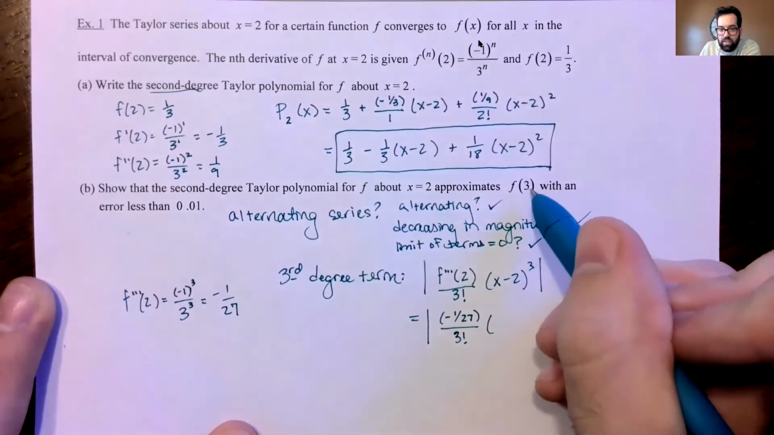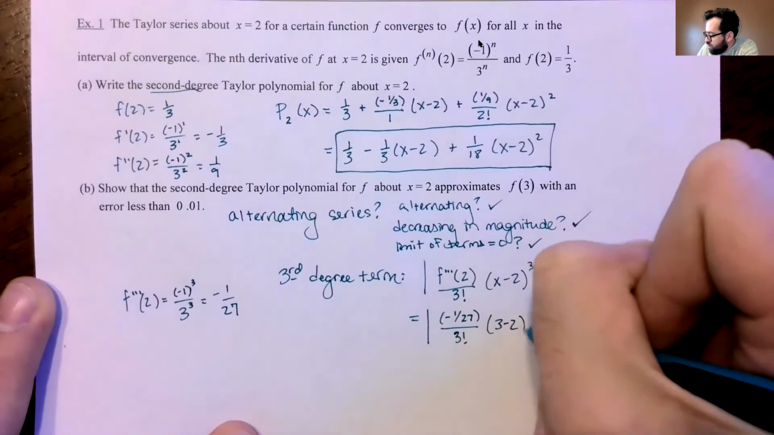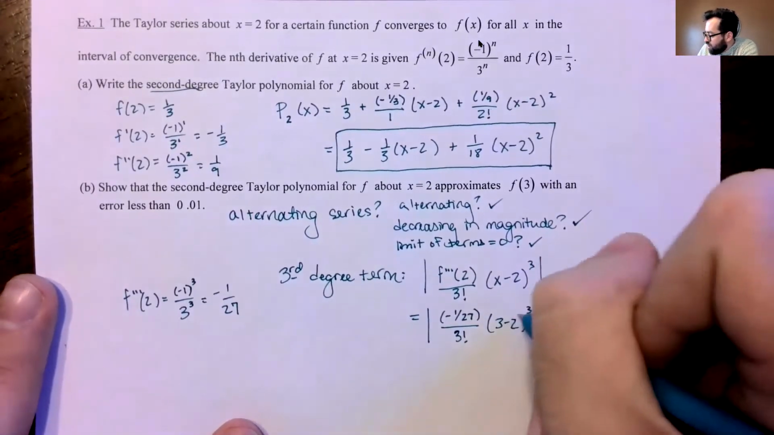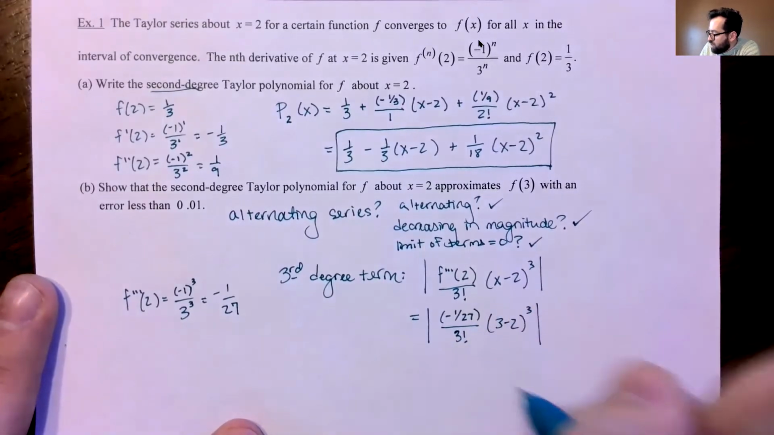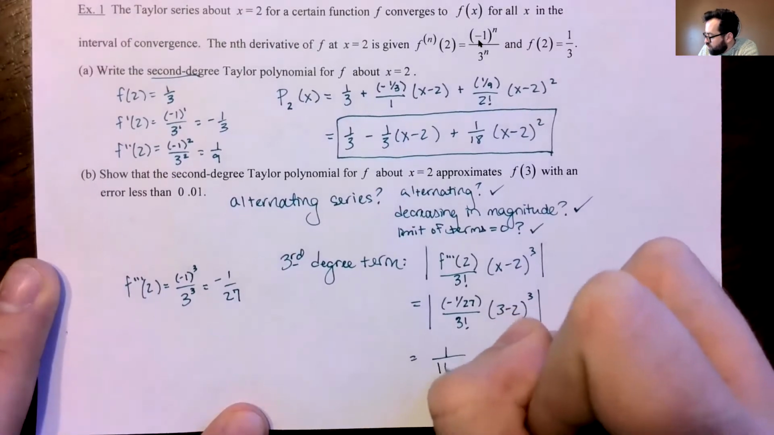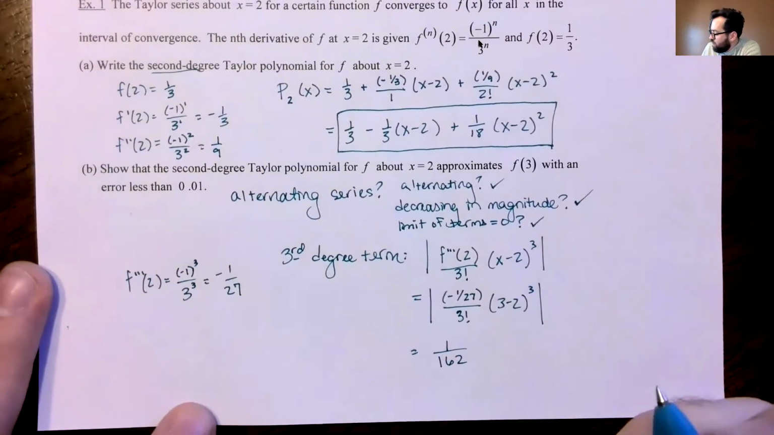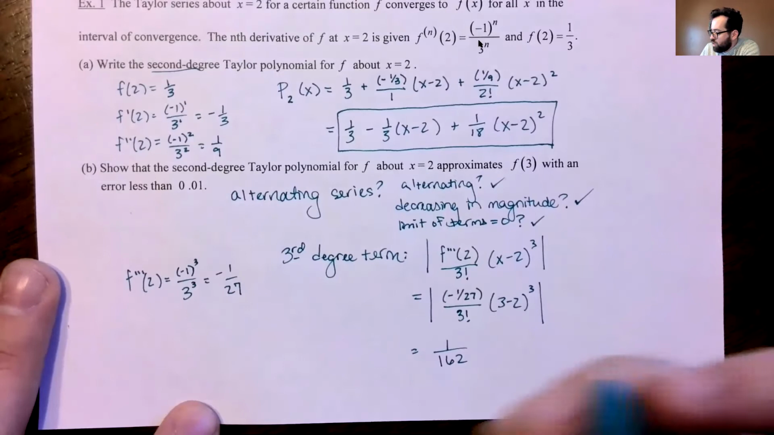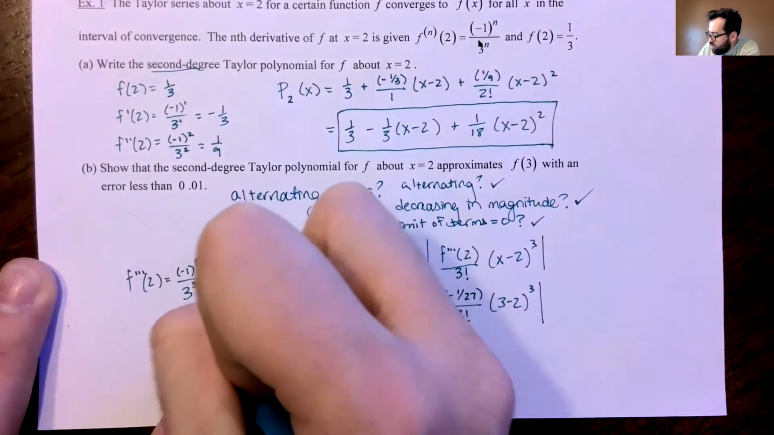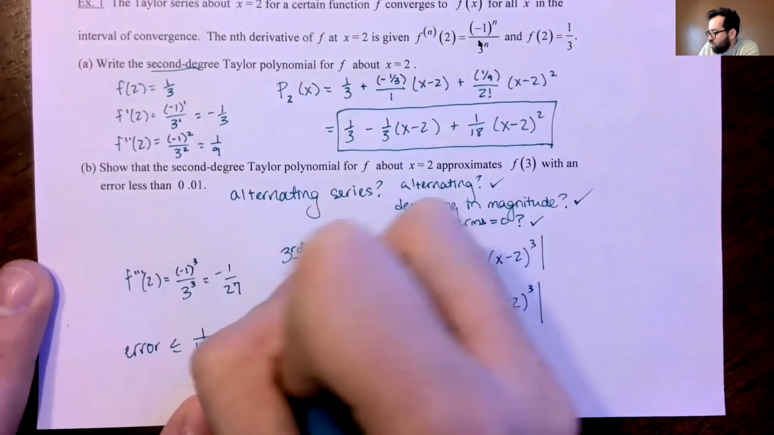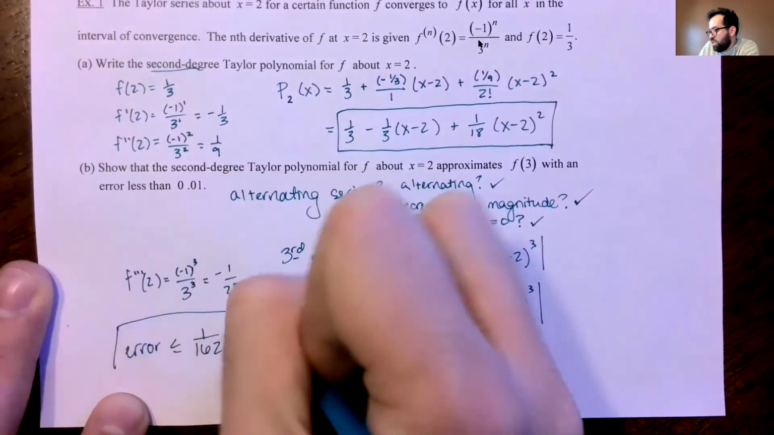We were told that x is 3, so it's going to be 3 minus 2 cubed, which really doesn't matter. So that goes away. We have 27 times 3 times 2. The absolute value is going to be 1 over 162. So we were supposed to show that that's less than 0.01. 0.01 is 1 over 100, so we're good. So 1 over 162 is our bound for our error, which is less than 1 over 100. So that's all we need to show.